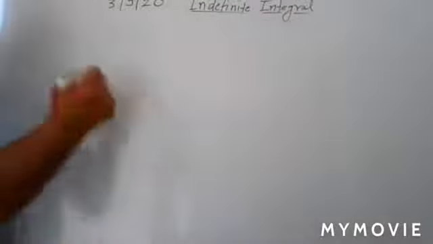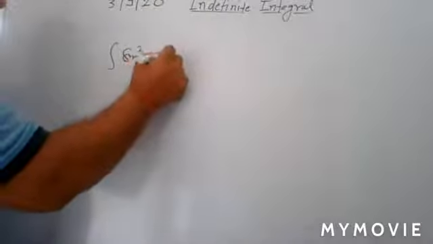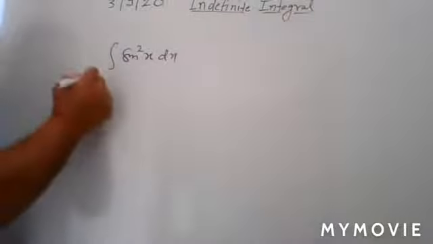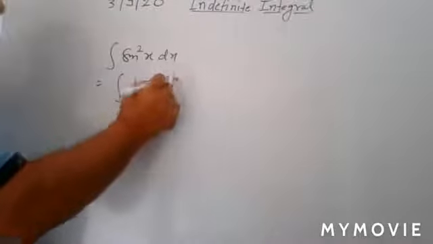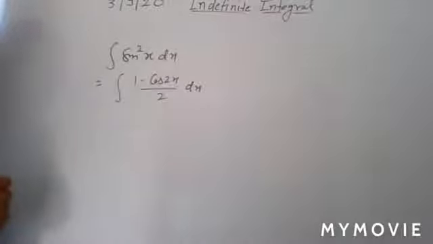Okay. Now just see your next question. Suppose you have the function integral of sin square x dx, and you integrate it. So what do you do? In place of sin square x, you write (1 minus cos 2x) divided by 2 into dx. You write it in this way.